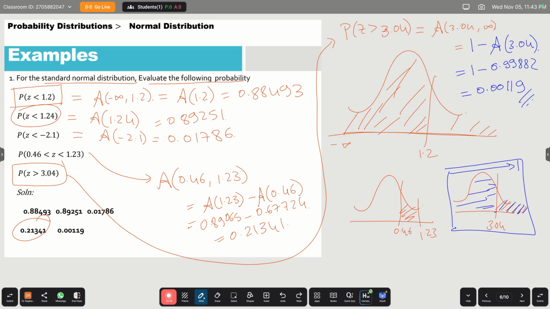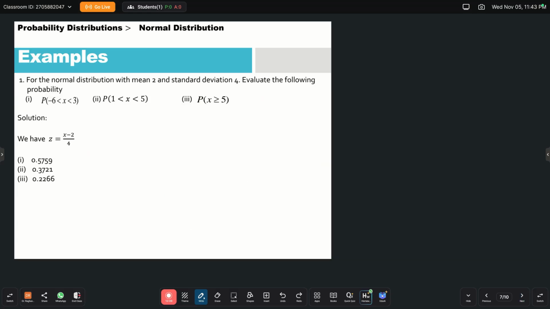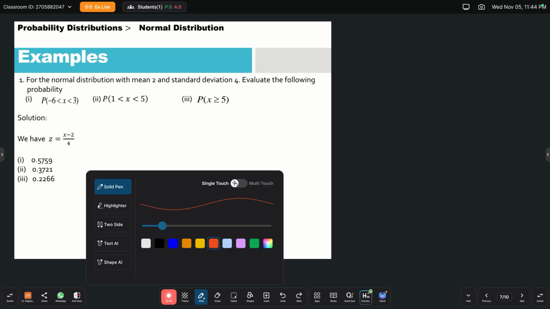It's very simple, and this table can be used for standard normal distributions. Not for other distributions where the mean is not 0 and the standard deviation is not 1. You cannot use this table directly. You have to convert any other normal distribution to a standard normal distribution, and then you can make use of this table. So I'll take these examples. What is given here?